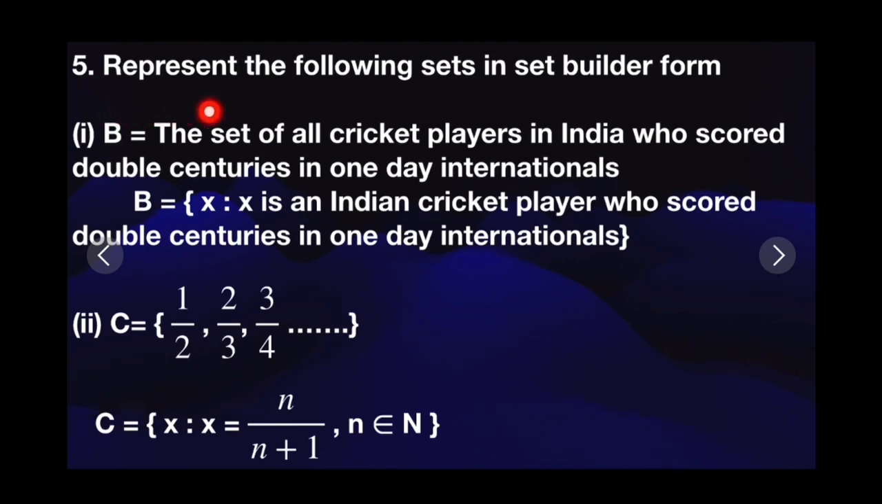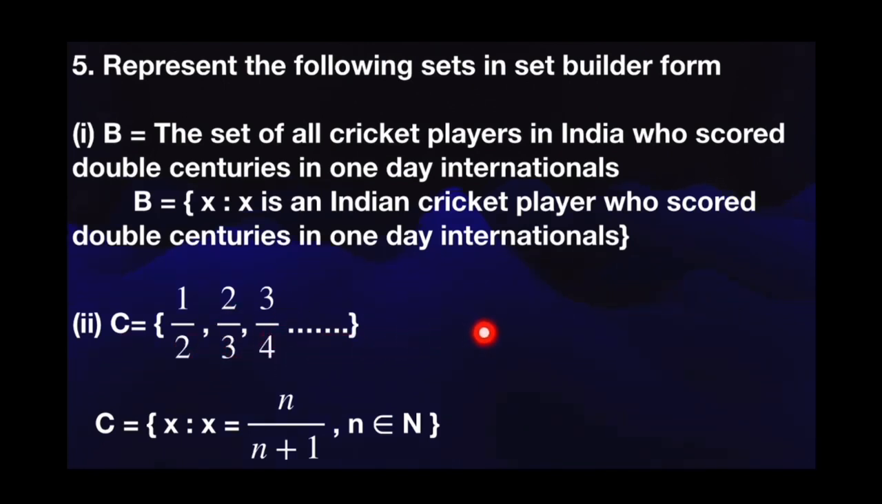Question 5. Represent the following sets in set builder form. Number 1. B is equal to the set of all cricket players in India who scored double centuries in one day international. This is a descriptive form. We are going to write it in set builder form. B is equal to x such that x is an Indian cricket player who scored double centuries in one day international.